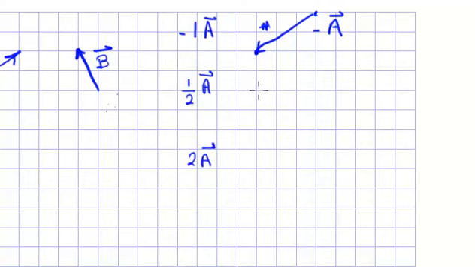1/2 A is a vector that is the same as this vector, but it's half the length. So let's start by drawing A. So here's A, over 3 and up 2.